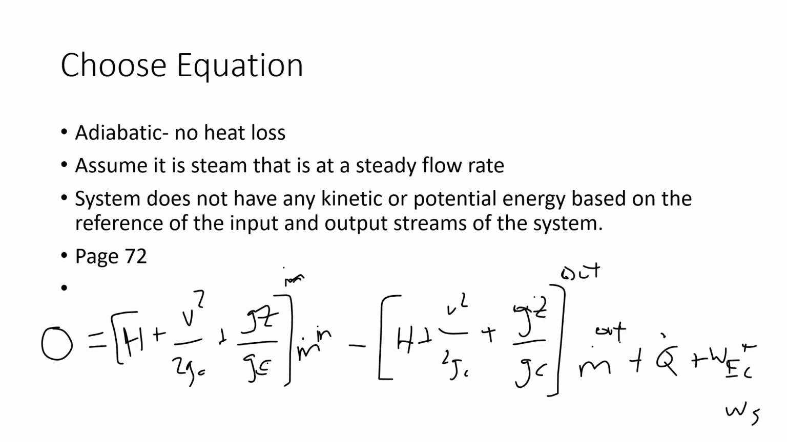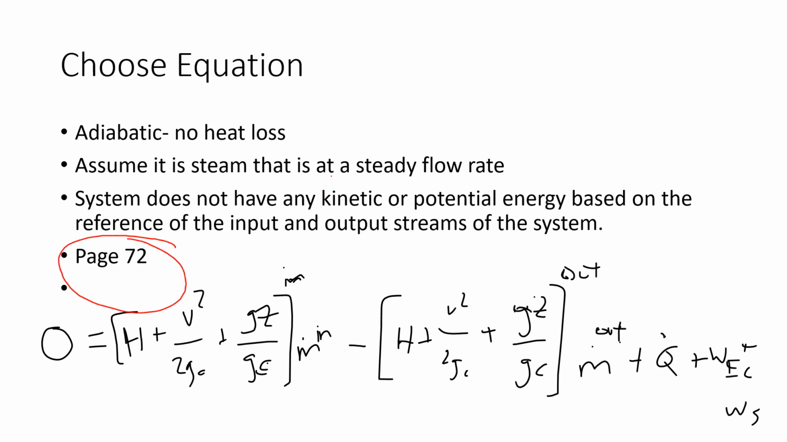And then next we had to choose an equation. Since the problem states that it's adiabatic, we know there's no heat loss. We assume that the steam was at a steady flow rate and that there's no kinetic or potential energy just based upon where it was inside the system. So the equation that we ended up choosing is on page 72 of the book.